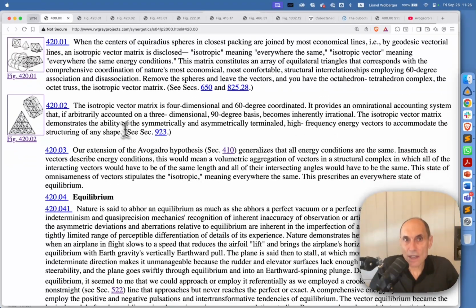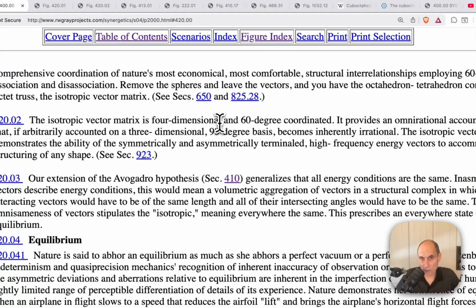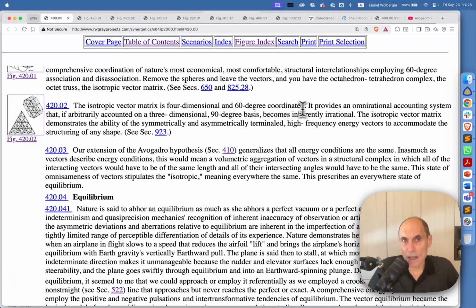Section 2. The isotropic vector matrix is 4-dimensional and 60-degree coordinated. This is 4-dimensional in Fuller's use of the word of the dimensional and not the classic orthogonal dimensions of geometry. It provides an omnirational accounting system that, if arbitrarily accounted on a 3-dimensional 90-degree basis, becomes inherently irrational. The isotropic vector matrix demonstrates the ability of the symmetrically and asymmetrically terminaled high-frequency energy vectors to accommodate the structuring of any shape. So here it's omnirational and then asymmetric or symmetric.